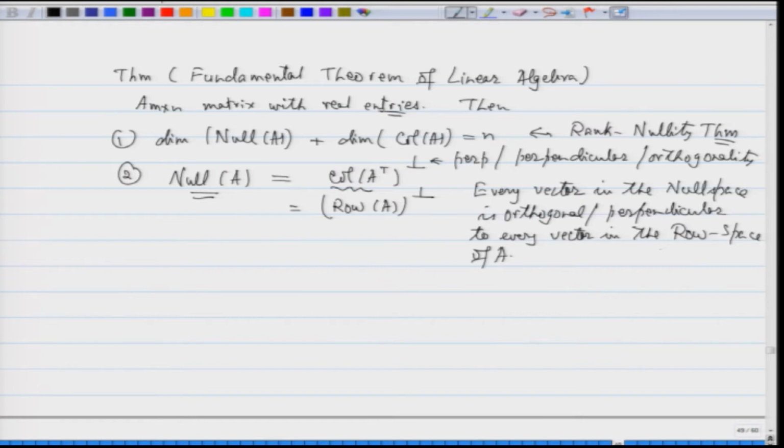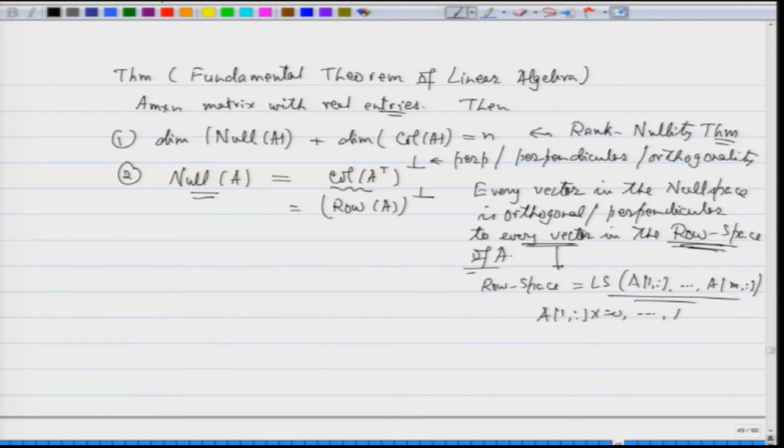Why am I saying this for every vector in the row space of A? Because the row space is generated by the linear span of the different rows. We already saw that A times x was 0, all of them were 0 for us, isn't it? This is what we already saw. So, this says that the null space of A is perpendicular, is orthogonal to the row space of A. So, look at it nicely.